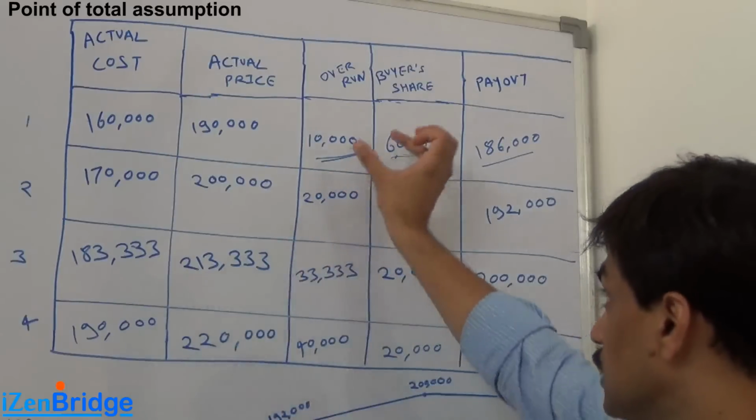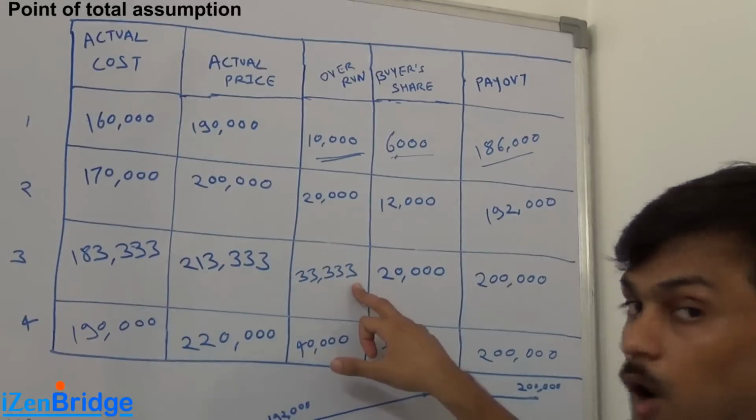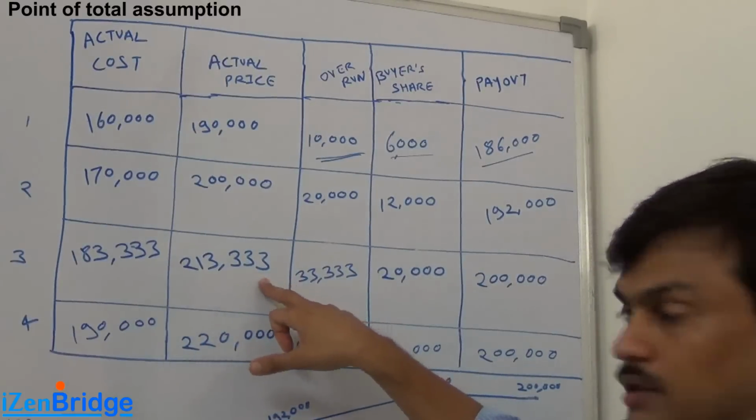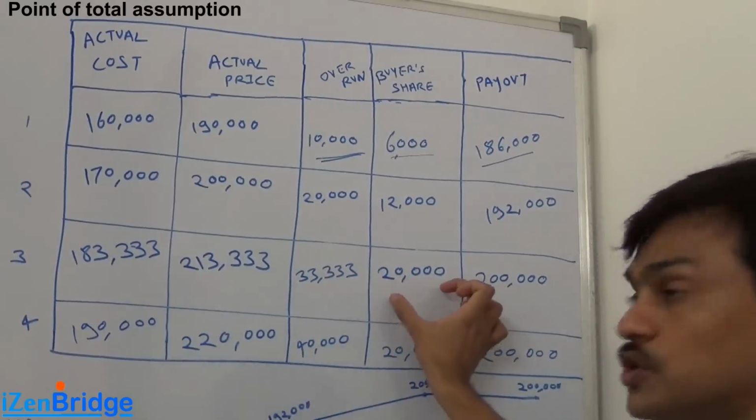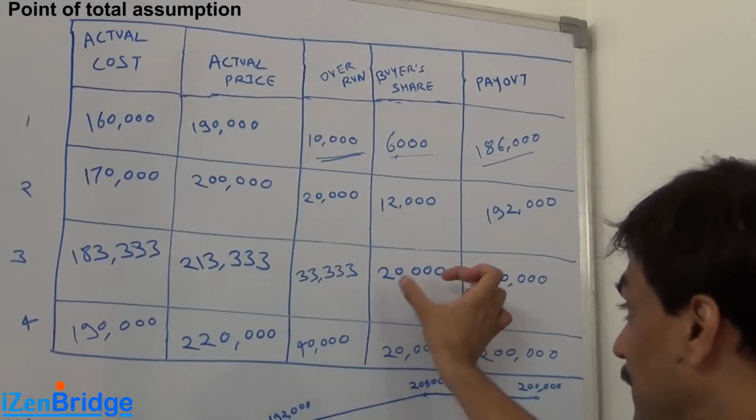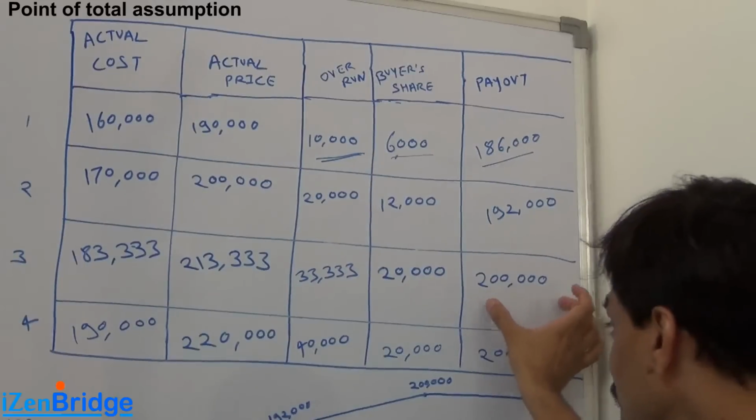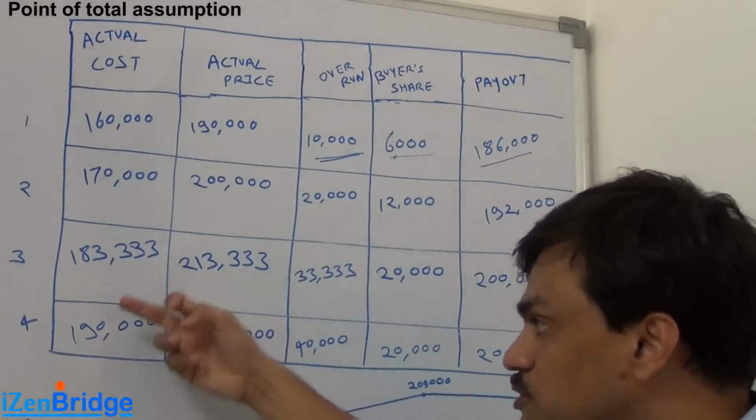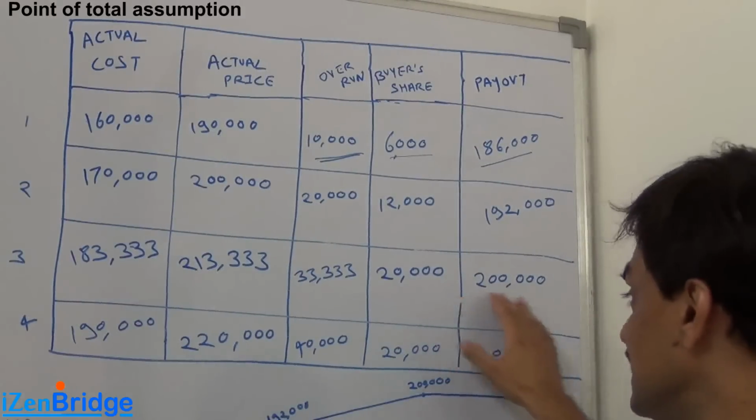Now out of this, the overrun is 33,333. How is it coming? 213,333 minus 180,000. So now if I calculate 60% of this cost, it will come to 20,000. This 20,000 makes the buyer's payout 200,000. Now 200,000 was my ceiling price. Now going forward, if you spend more, my ceiling has been reached.